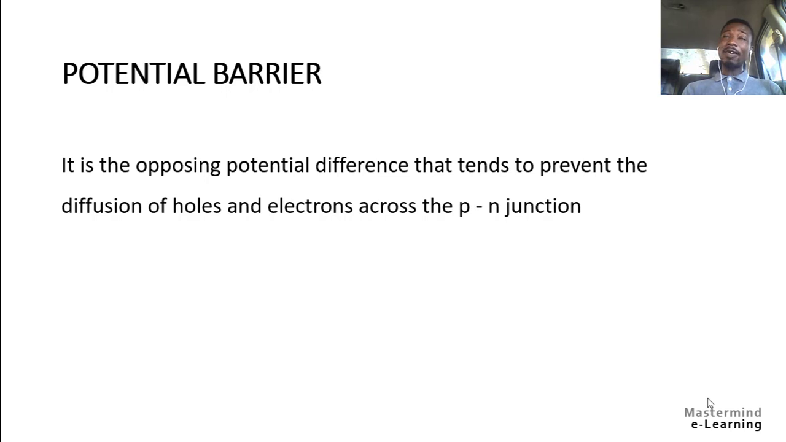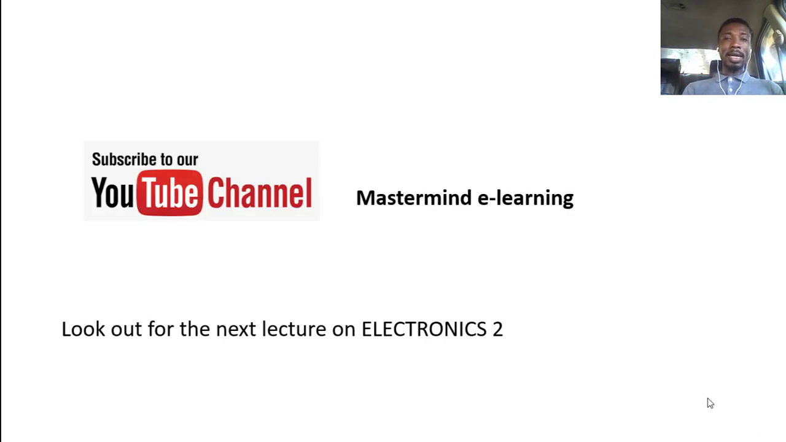So the working definition for a potential barrier is that it is the opposite potential difference that tends to prevent the diffusion of holes and electrons across the p-n junction.